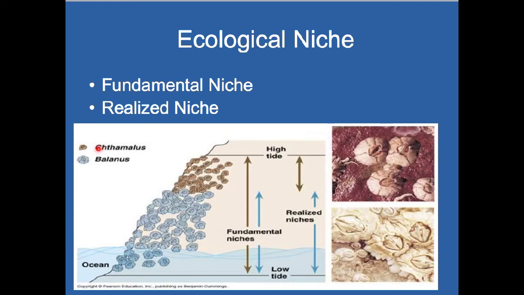For pronunciation, I'm just going to say C barnacle and B barnacle. So here I have the C barnacle in brown, and the B barnacle is blue. So the fundamental niche of the brown C barnacle is the entire rock area. But because of this competition, the realized niche is just this small little area up top.